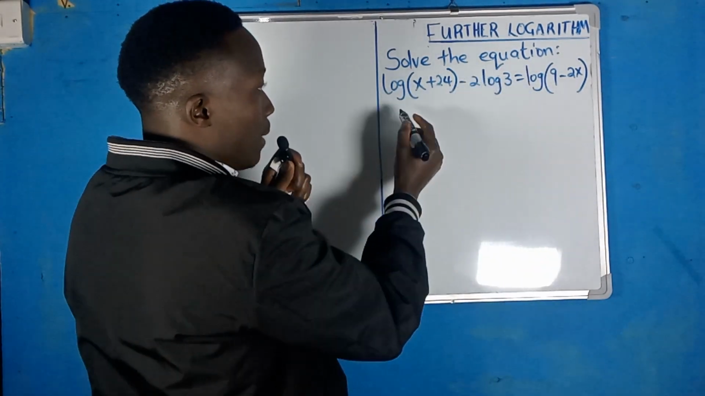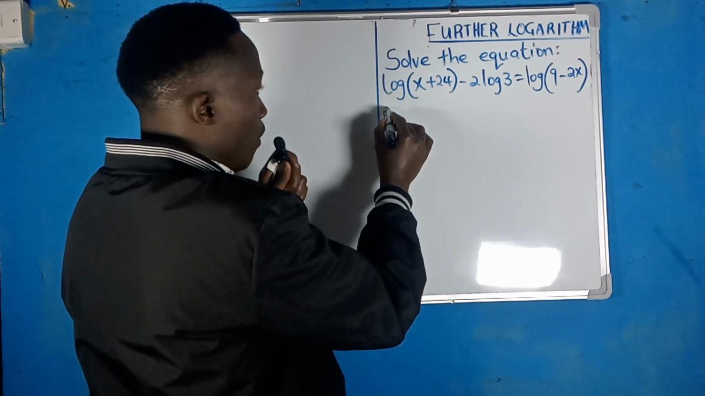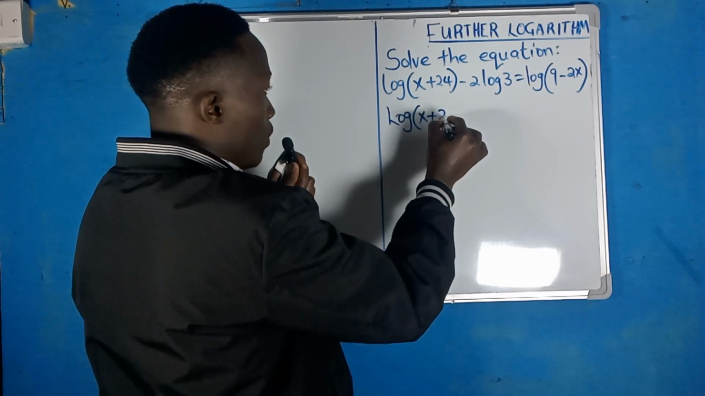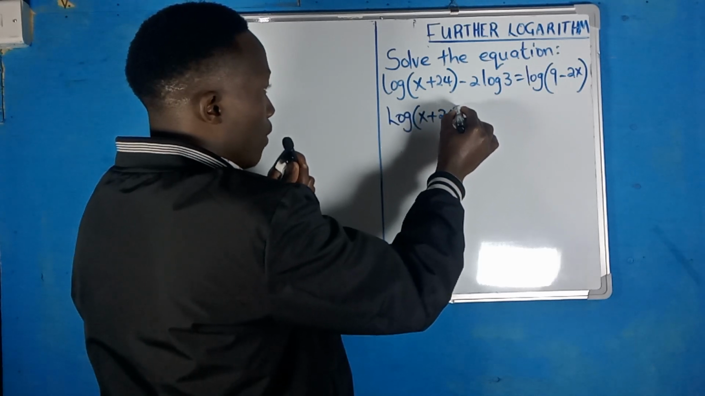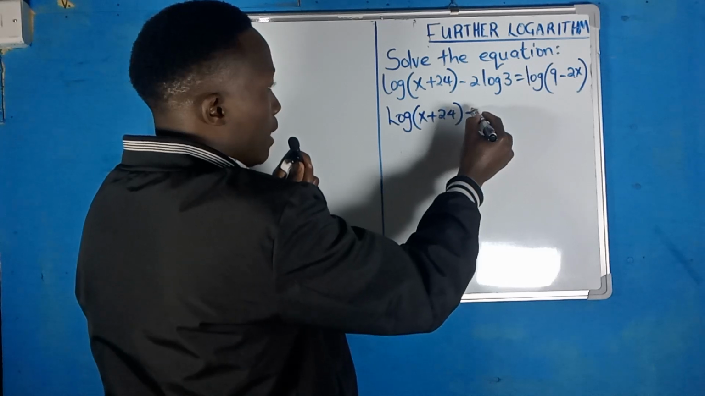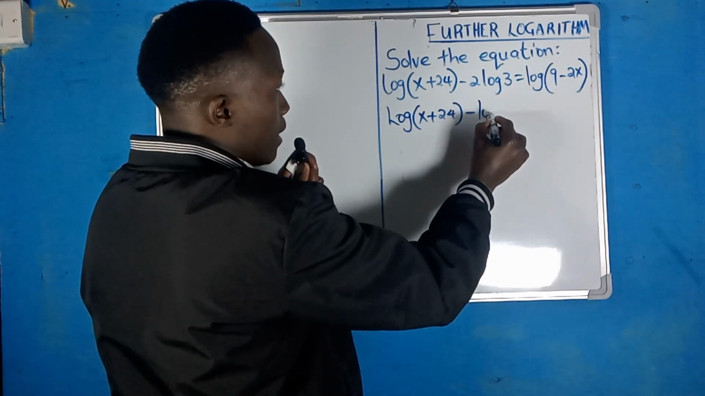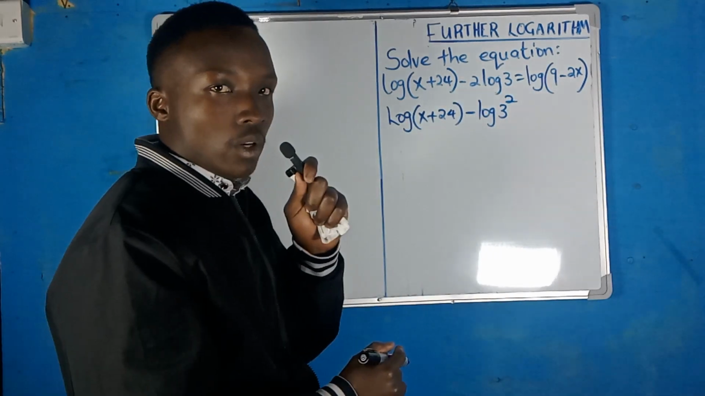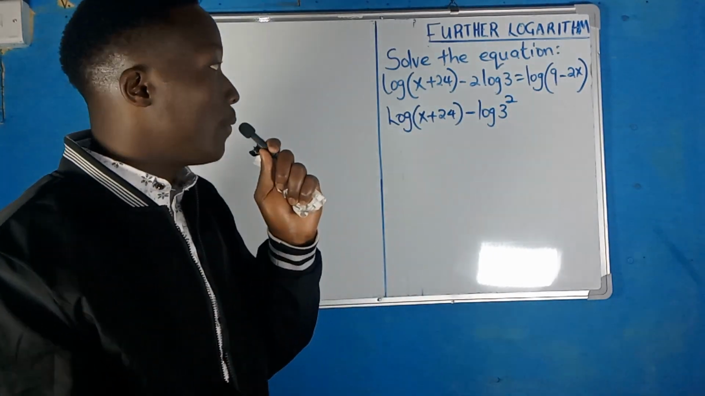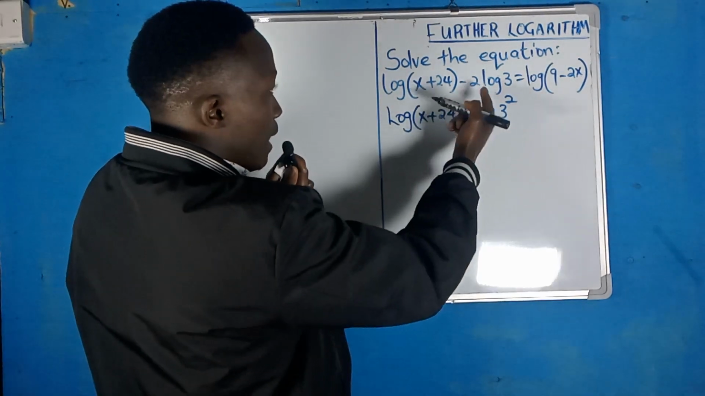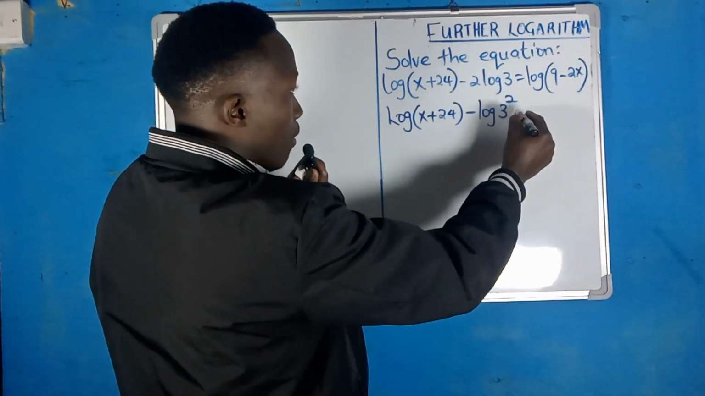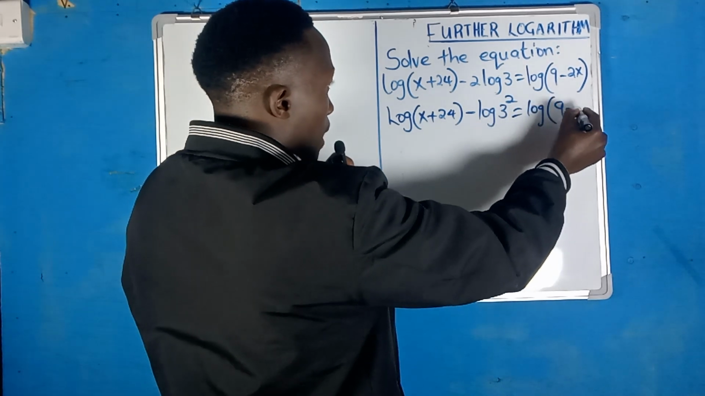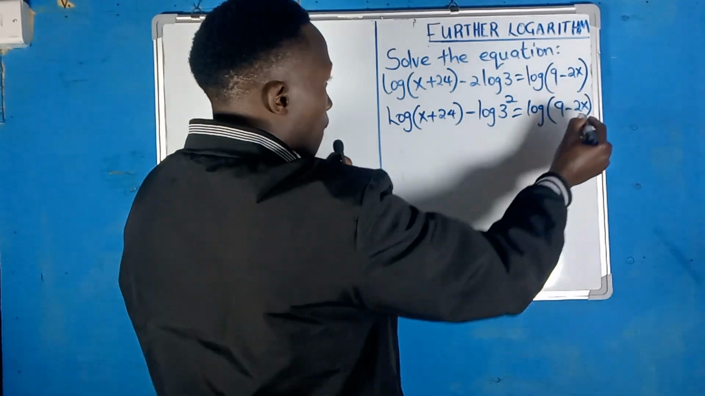So we can rewrite our equation in the form of log (x plus 24) minus, this one is the same as, logarithm of 3 to power 2. Logarithm of 3 to power 2. Reason being, 2 is the index of this logarithm, which is equal to logarithm of 9 minus 2x.